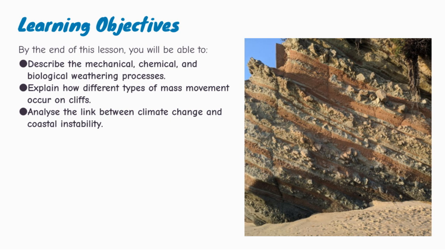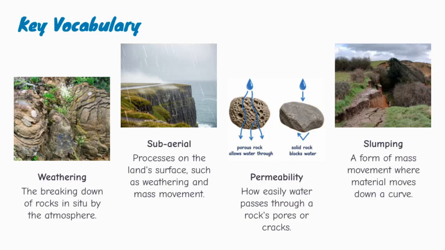So today we are not just learning definitions. We are linking processes together to explain coastal retreat. Before we go further, let's go through the key vocabulary. The first word is weathering. Weathering is the breaking down of rocks in situ by the atmosphere. In situ means in place. So weathering weakens rock where it is, rather than transporting it away.